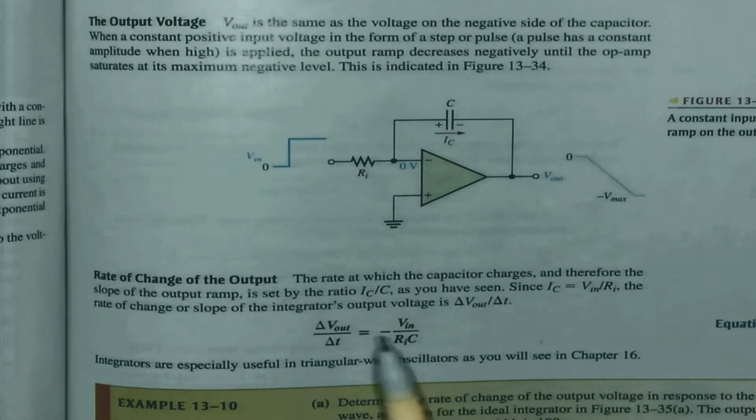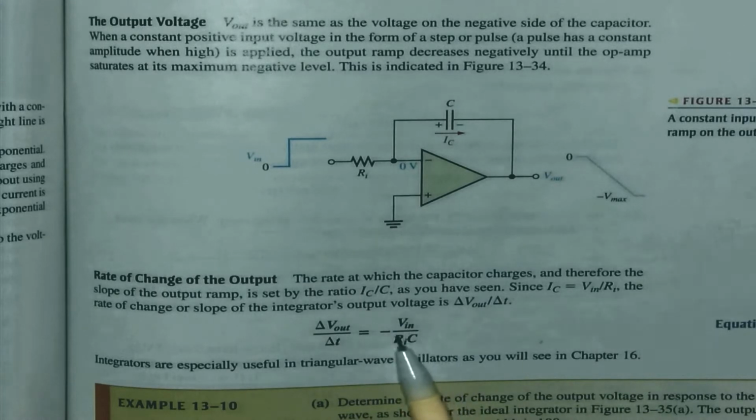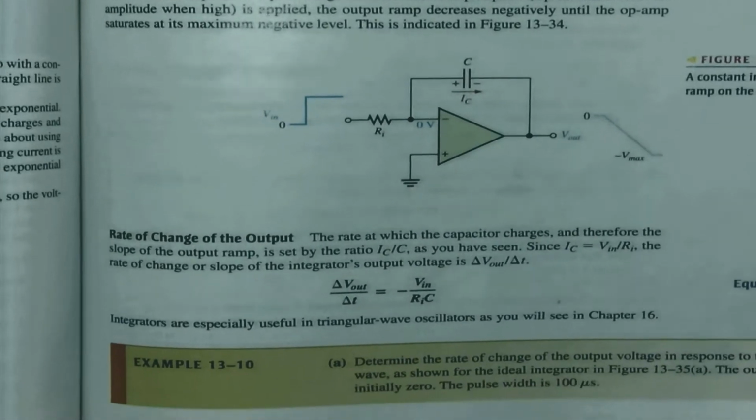The rate of change, the change in output voltage divided by the change in time, is equal to minus Vin divided by Rin times C. That delta stands for the change in output voltage and the change in time. Let's have a look at the example.